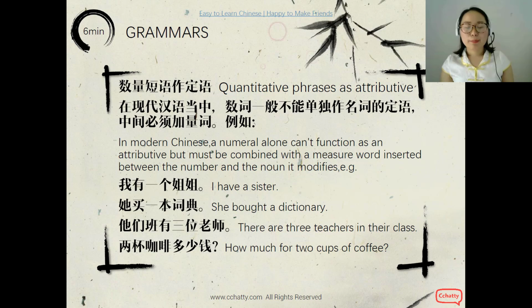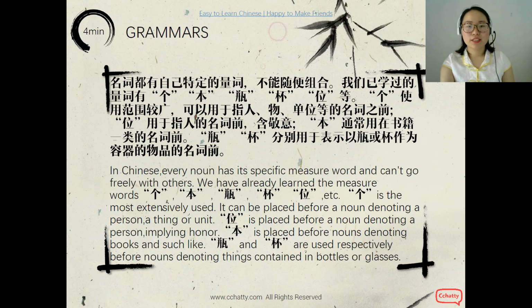And how much for 2 cups of coffee? 2杯咖啡多少钱？Okay, we read it again. Follow me again. 2杯咖啡多少钱？Okay. And every noun has its specific measure word. You can't use it freely. Okay, so we have already learned the measure word 个.